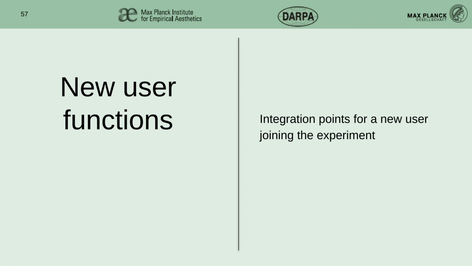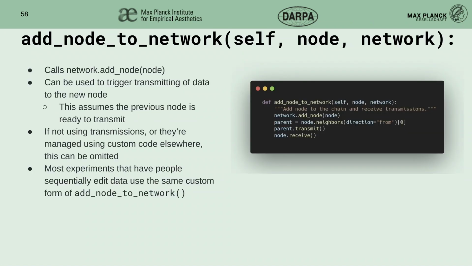So those are the things that you really absolutely need to consider to make sure an experiment can start up. But people have to join the network as well, and there are a few functions we might want to define there. Add node to network is a pretty basic one. By default, it will just call network.addNode, which is effectively saying it's entirely up to the network how this user gets added. But you can override it to add a bit of code for when a user joins. A common one to add is this pattern here, which is find the parent.